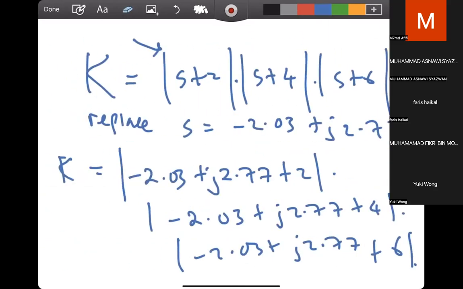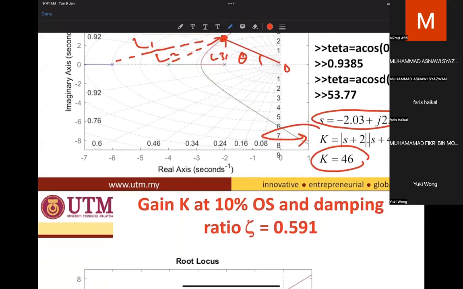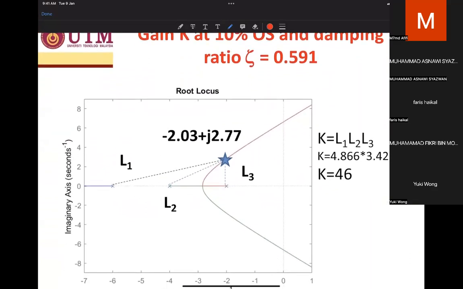Okay, so we have two ways. One is using L1, L2, L3, where you calculate using the theorem Pythagoras. Or if you don't like theorem Pythagoras, you want to see the graph, you don't have a printer and so many excuses, you use this method. Okay, and then you get K equal to 46. Jelas guys? Clear guys? Clear? Yeah. Clear.